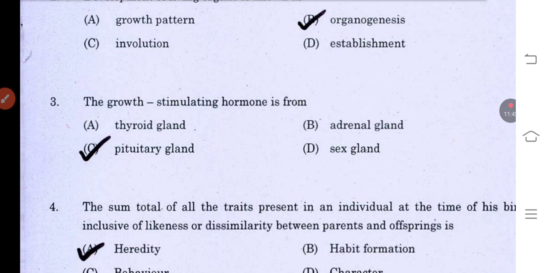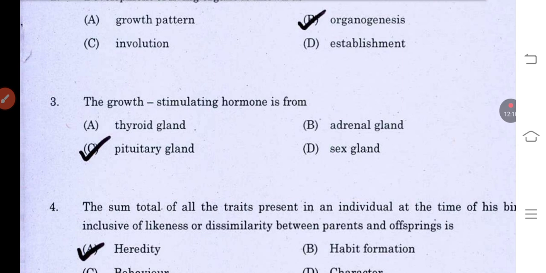First coming to the thyroid gland. Thyroid gland, what hormones does it secrete? It secretes thyroxine, or another name is tetraiodothyronine. We call that T4. And another hormone secreted by the thyroid gland is triiodothyronine. It is T3. Next coming to the adrenal gland.